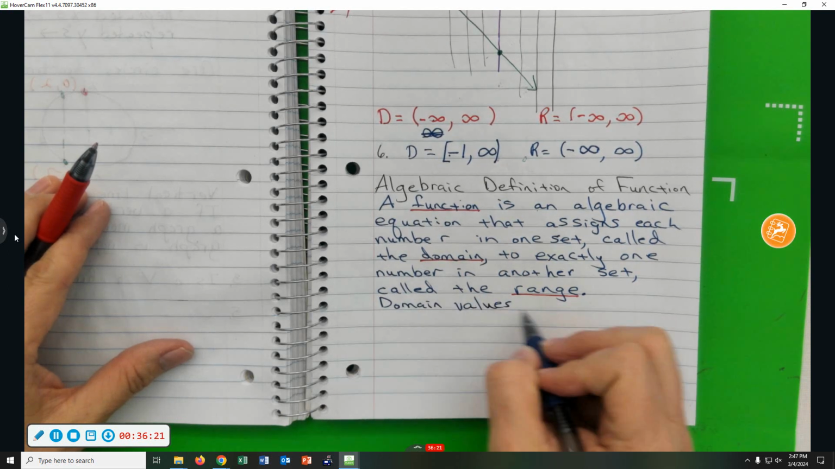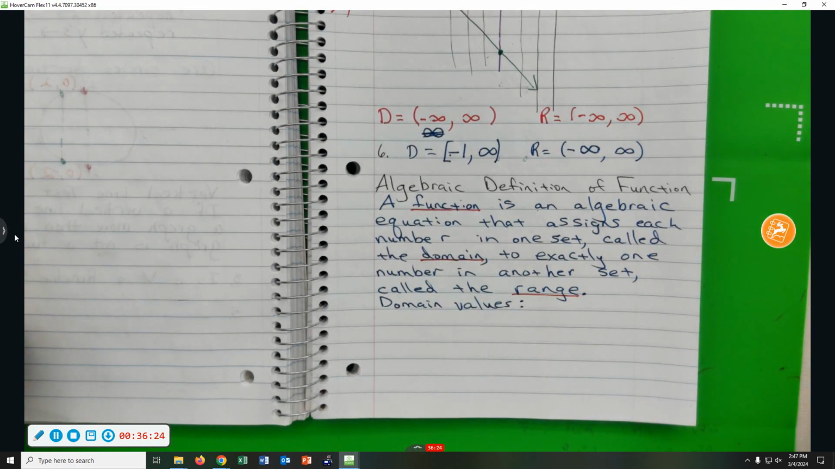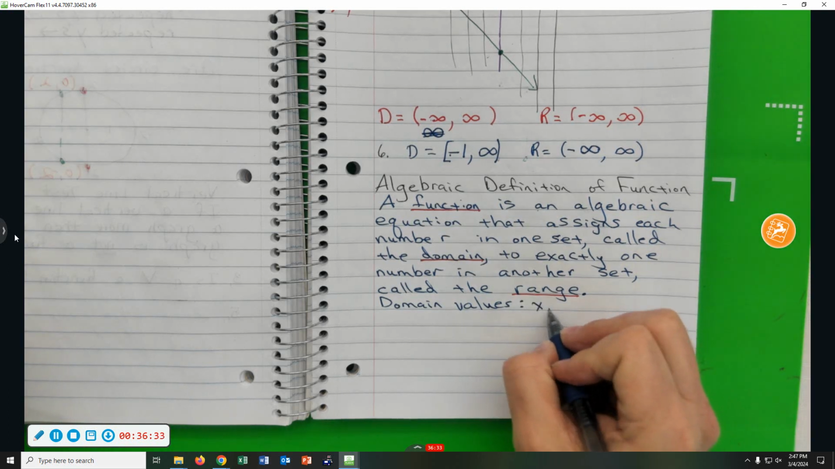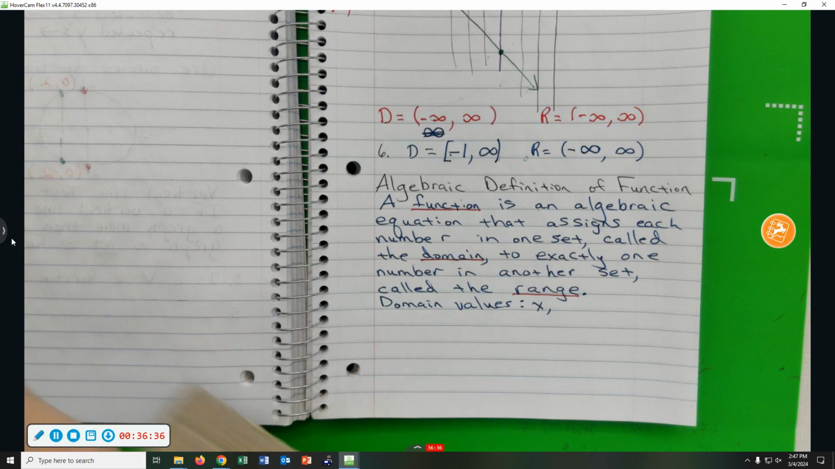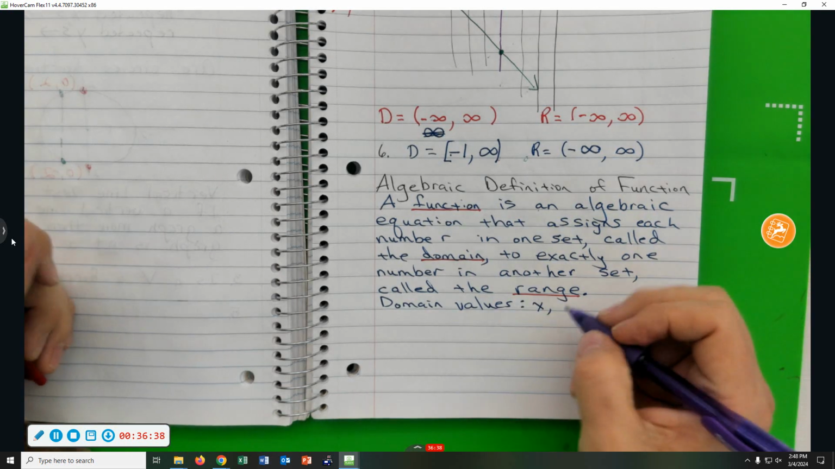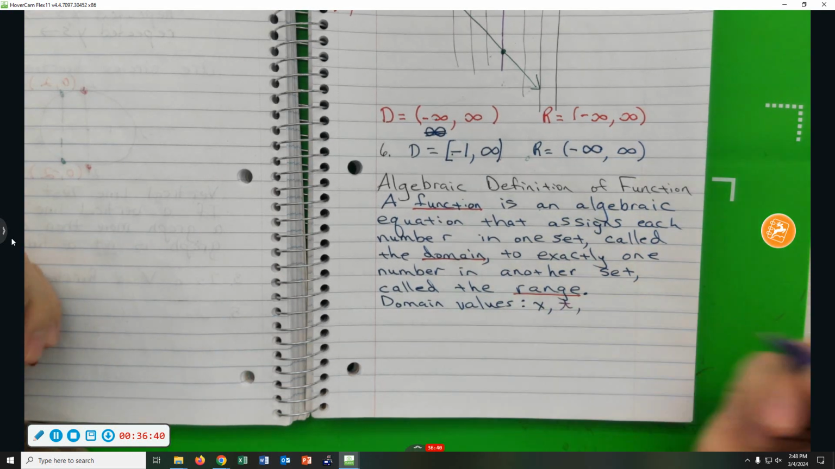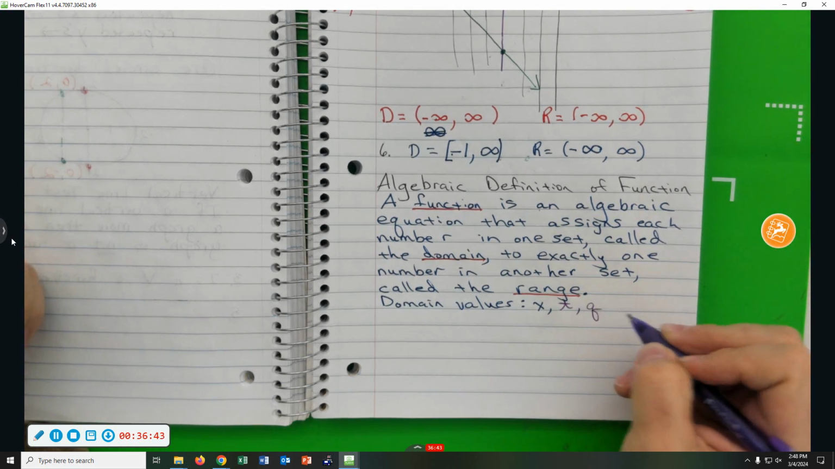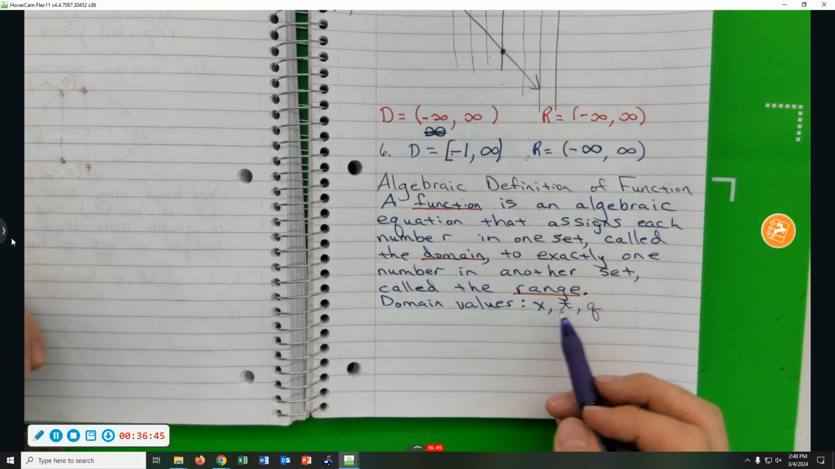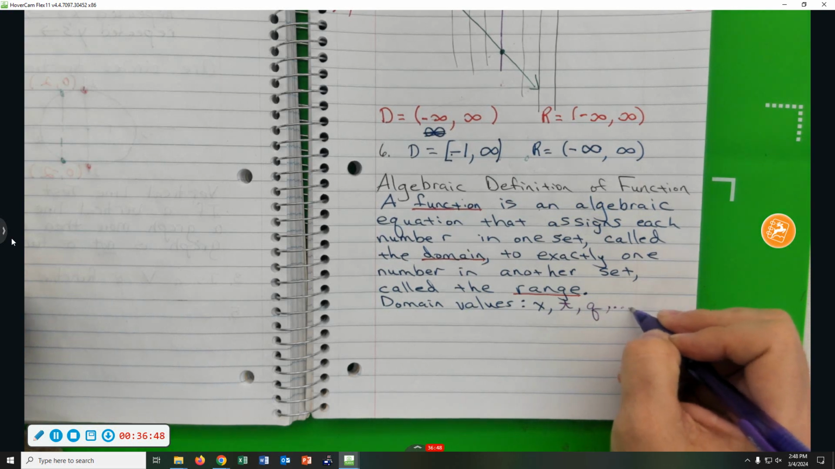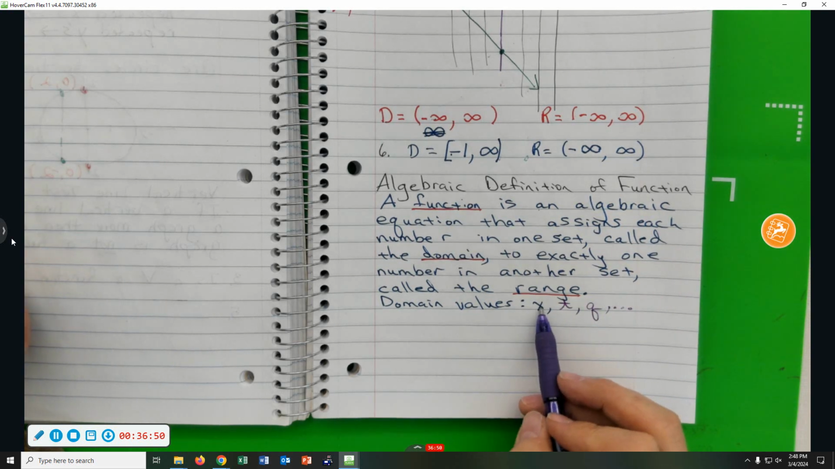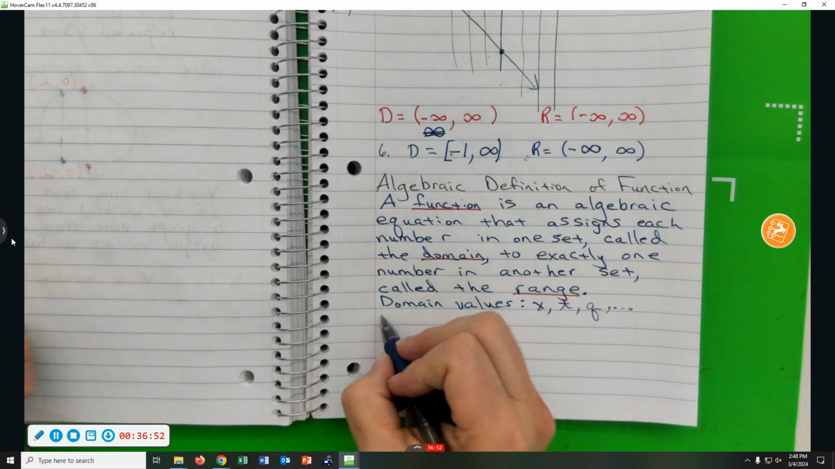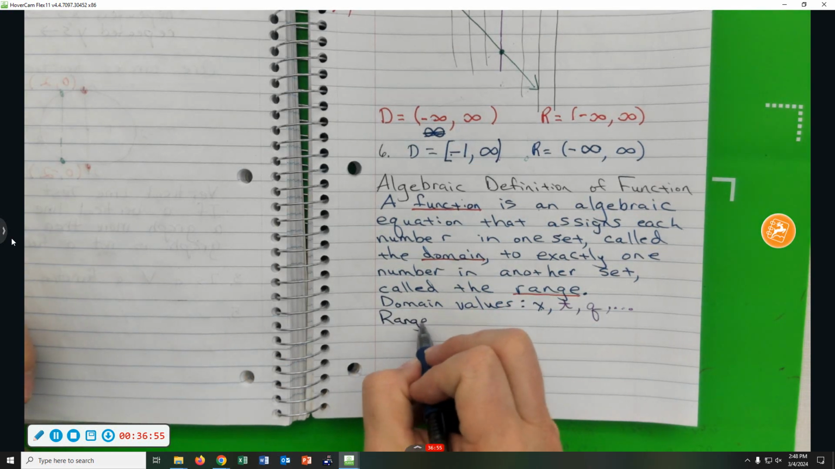For domain values, since it's the ordered pair definition, the most frequently used letter is the x coordinate. What letter is the most common domain variable, you think? For domain, the most common variable is x. But you can use any letter. I use T for time. I'll use Q for quantity. You can use any letter you want to, but the most common domain variable is x.